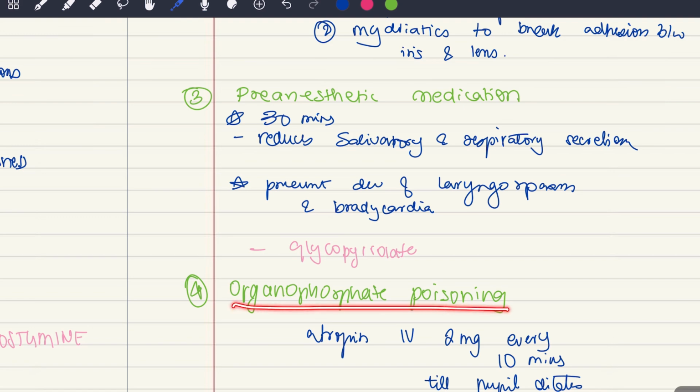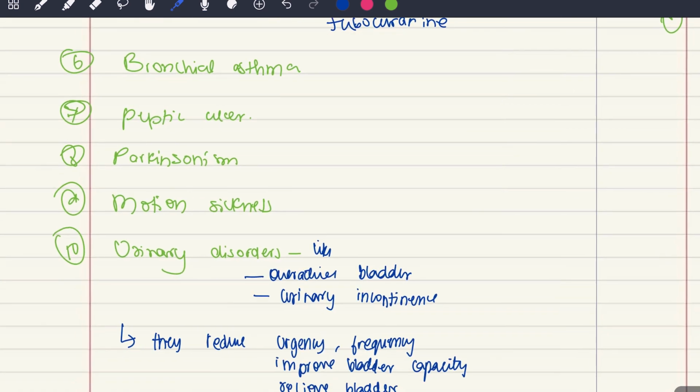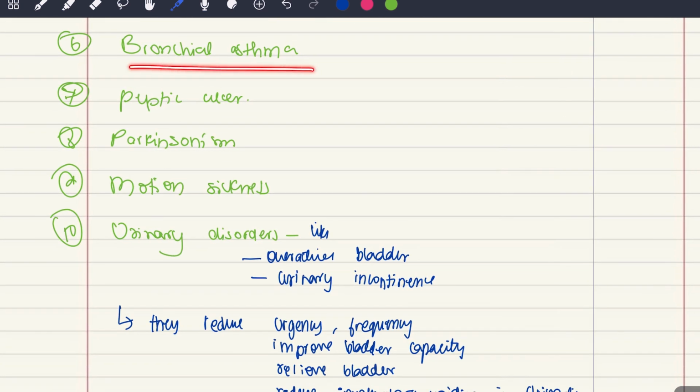Organophosphate poisoning. Atropine IV 2 mg every 10 minutes till the pupil dilates can correct the effects of the cholinergic overdose. Atropine can be used to counteract the cholinergic effects during an overdose of neostigmine and tubocurarine. In bronchial asthma, as it causes bronchodilation.